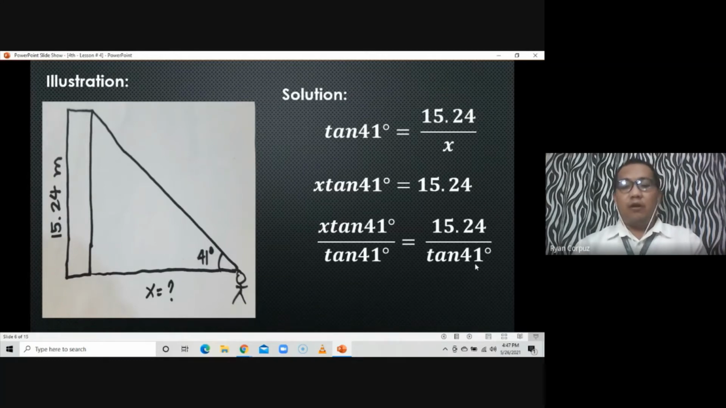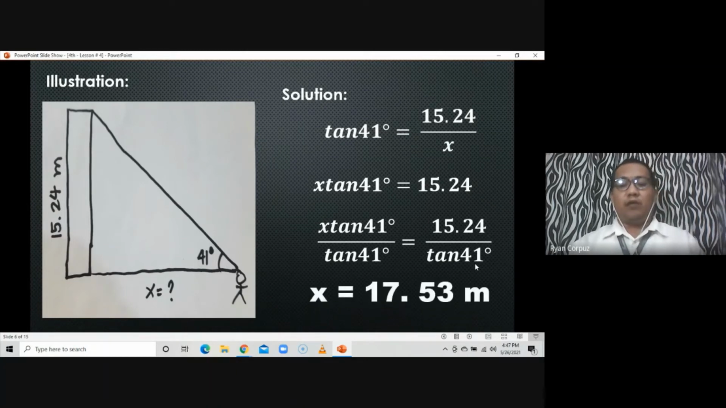So, pag ginawa nyo yun, malalaman nyo na ang value ng x is equal to 17.53 meters. Since the answer is in terms of decimals, we are going to round up our answer into 2 decimal places. So dapat ganyan din yung nakuha nyo using your own calculator.